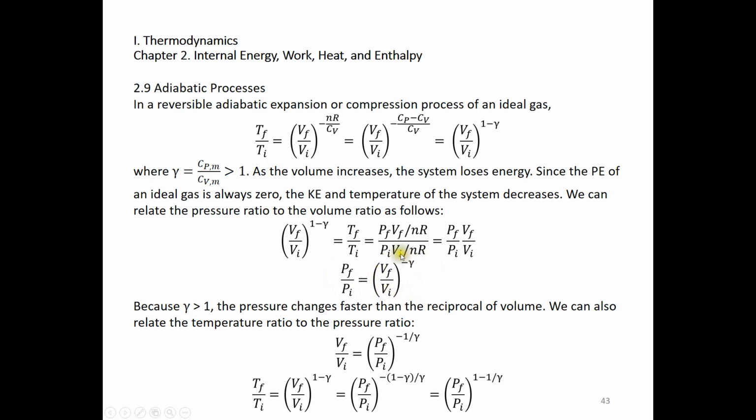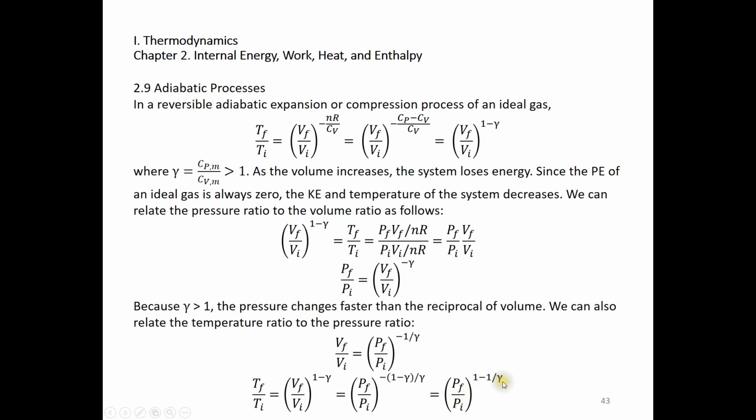So this part to the power of negative 1 over gamma, we get just V final over V initial. We put it here. And this part to the power of negative 1 over gamma, we put it over here. All right, so we get this equation. And again, T final over T initial is V final over V initial to the power of 1 over gamma. And we can express the volume ratio in terms of pressure ratio. And we put everything together. We relate the temperature ratio with the pressure ratio.